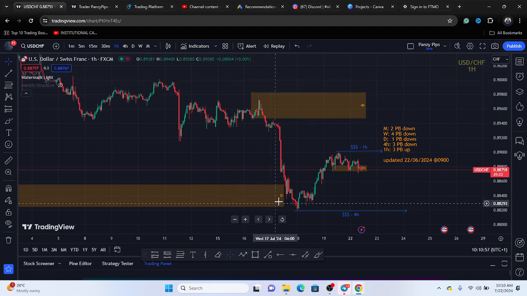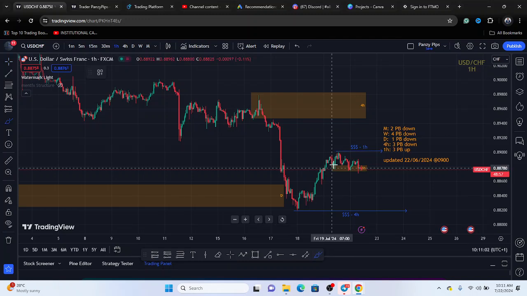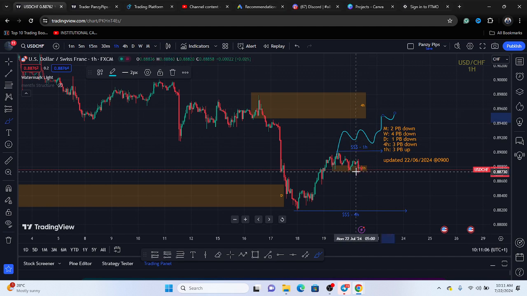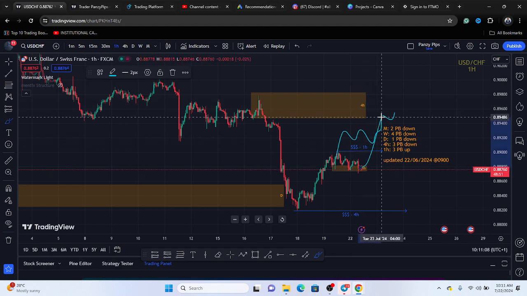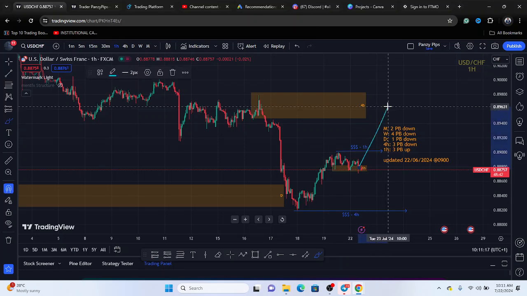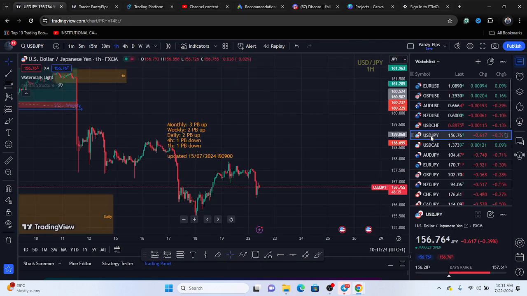So we have daily zone looking for prices to go up, 4-hour zone looking for prices to come down, but we are expecting a bit of retracement into that zone, which aligns with the 1 hour bullishness and also aligns with the daily bullishness. So we should expect some bullishness here. Okay, so that's the dollar Swiss. Next is the dollar yen.